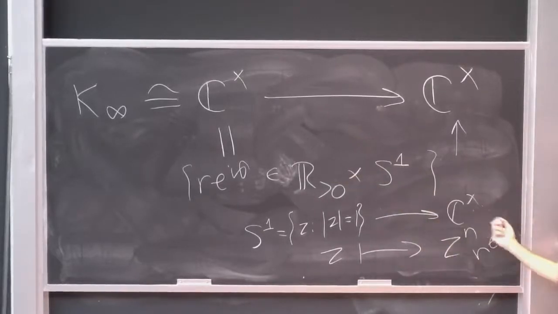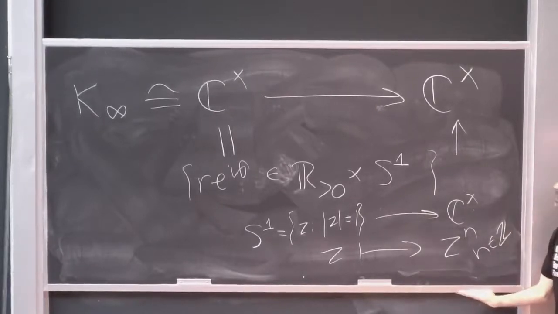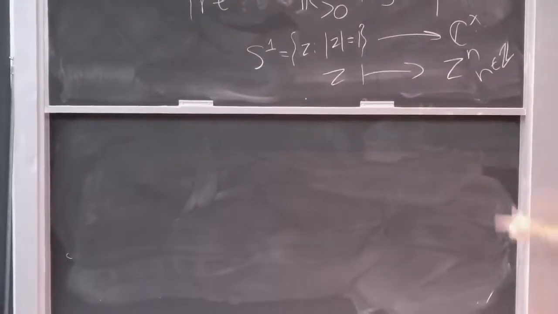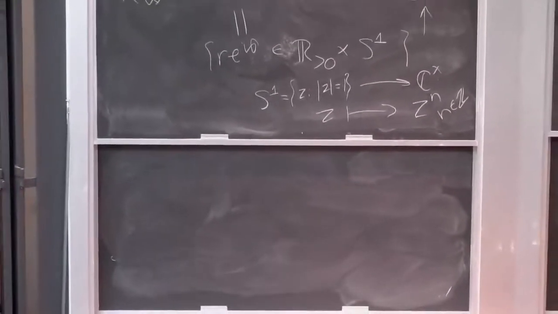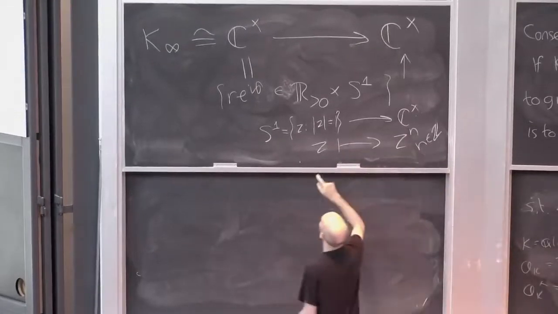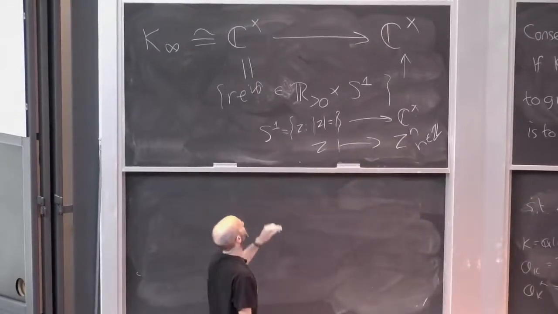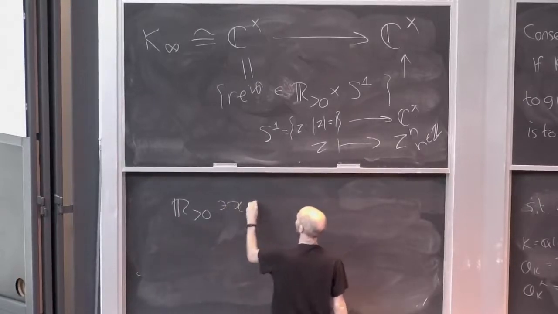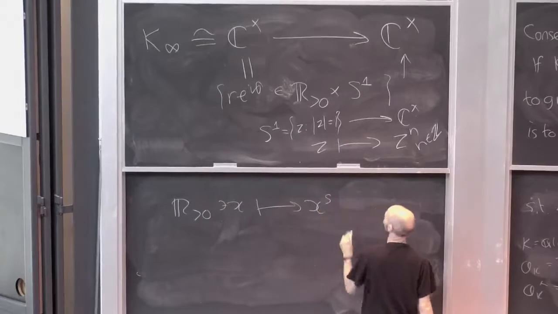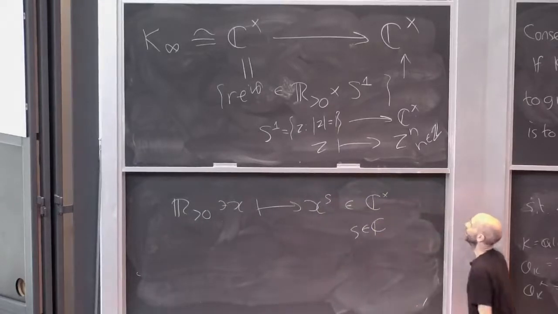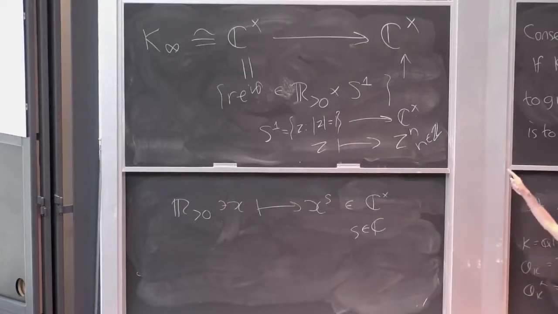A character of a circle is nice and easy. I'll just send z to the n. That's all of them, in some sense. I mean, in every sense. That's the only representations from S1 to C star, the only continuous ones. They all look like that. We don't need that fact, it's just true. And then similarly, the real part, r bigger than 0, that contains x, and that can go to x to the power s in C star, where s is just a complex number. Okay? So what's going on at infinity?